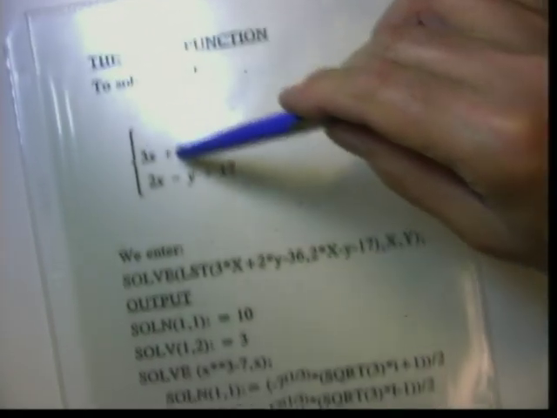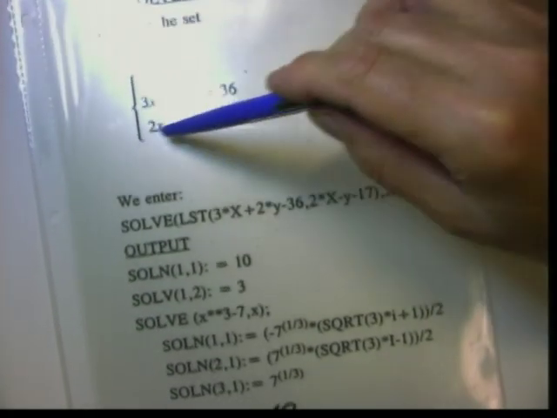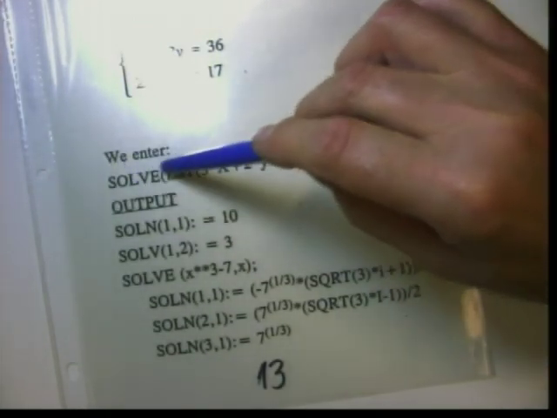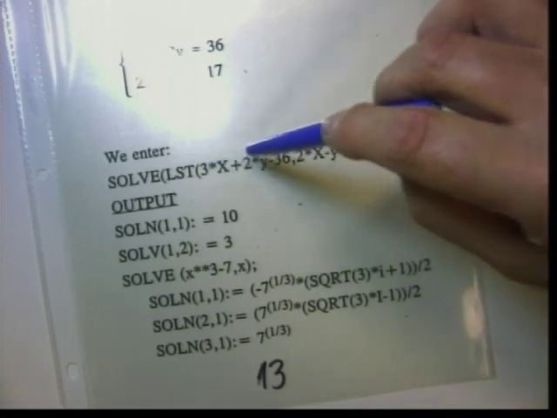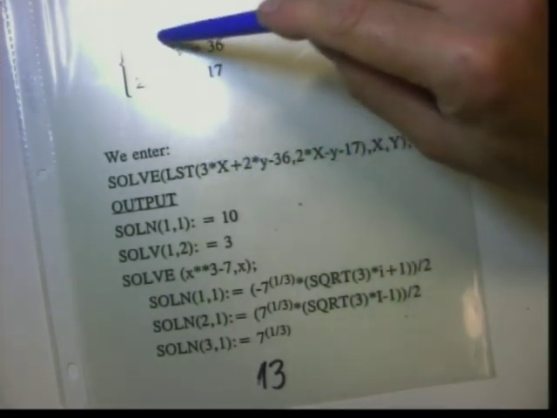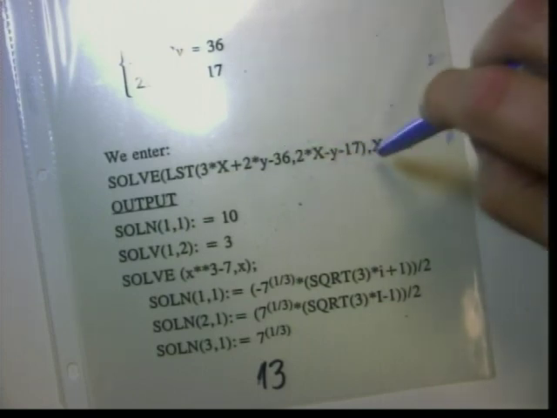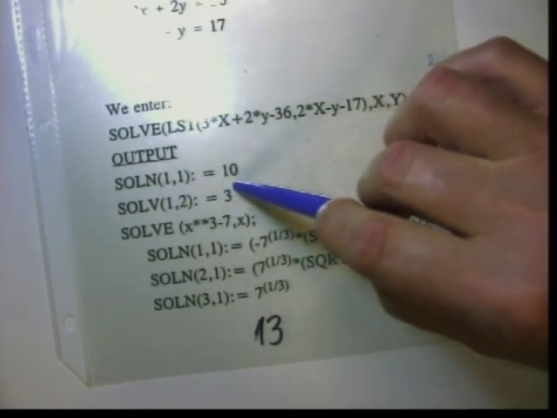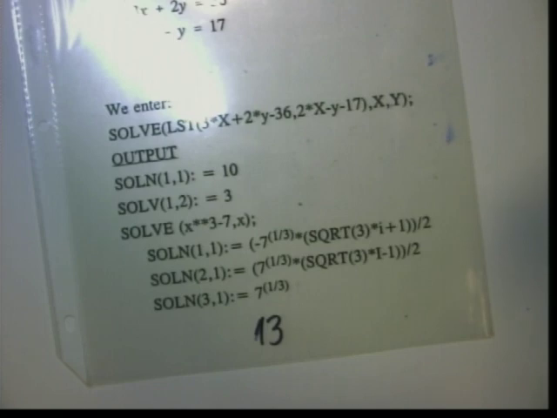Now there is a solve function. For example, to solve the set 3x plus 2y equals 36, 2x minus y equals 17, we just enter solve, then the list 3x plus 2y minus 36, 2x minus y minus 17 with respect to x and y. Output will say solution 1, 1 equals 10, solution 1, 2 equals 3. It's very neat. Indeed, you feel empowered. I mean, you are a powerful guy. You're asking the computer, do this for me, and it does it for you.